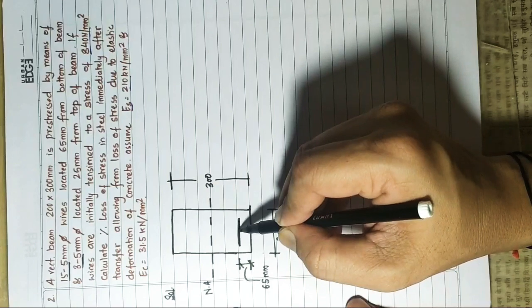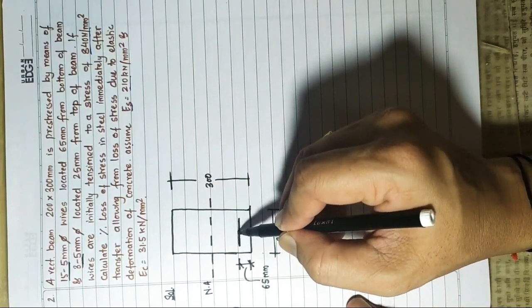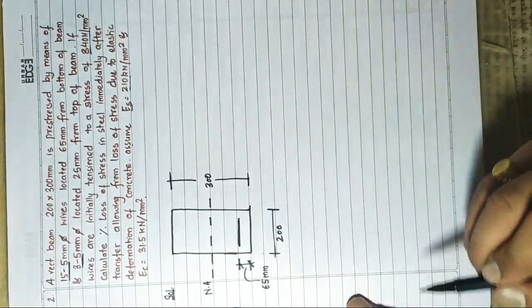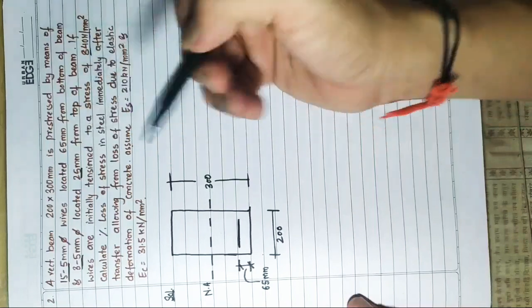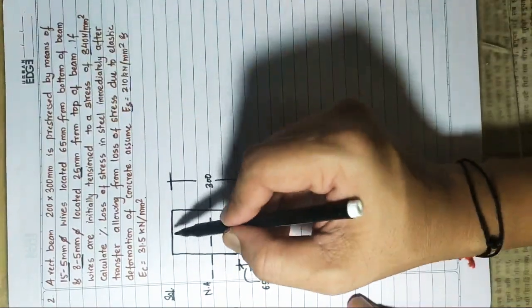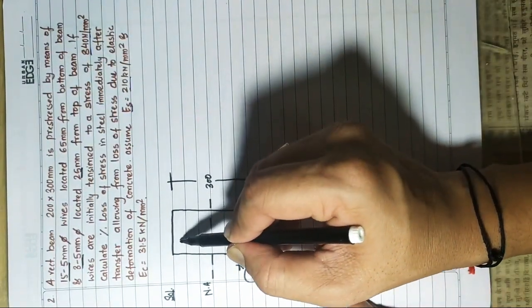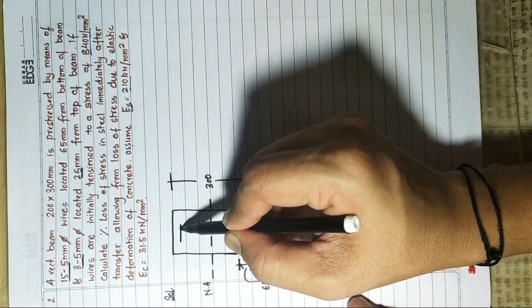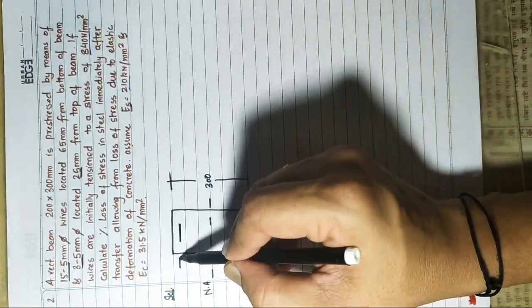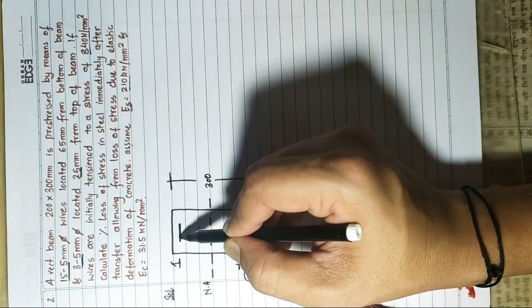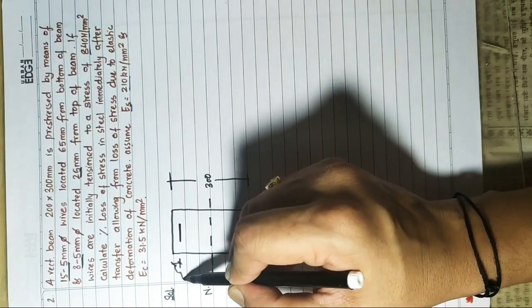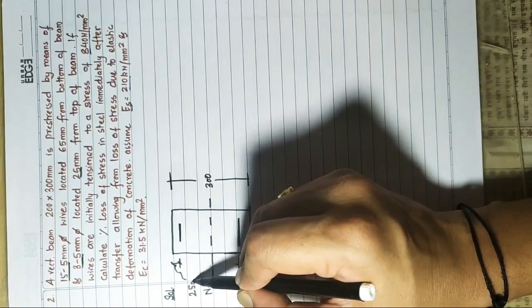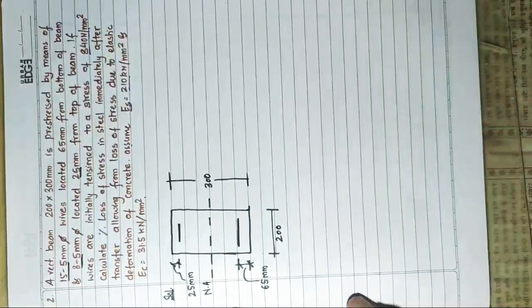So here these are 15 numbers of 5 mm diameter cables, and 3 cables of 5 mm diameter which are located 25 mm from the top of the beam. This is the top of the beam. From here, when we take a 25 mm distance, we are able to find 3 cables of 5 mm diameter. So this distance is totally 25 mm.